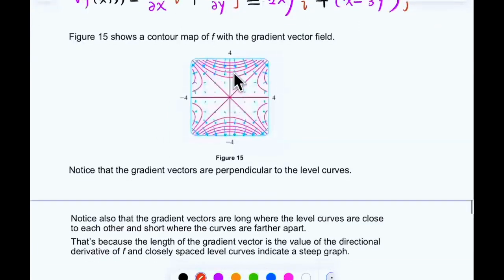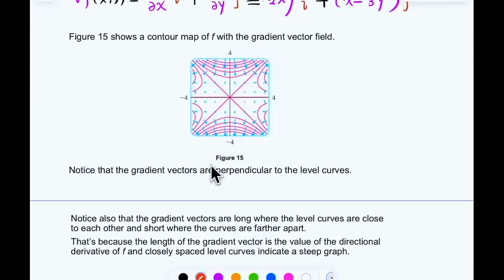What else do we want to see? The gradient vectors are long when the level curves are close to each other. You see right here, the level curves are close to each other, and then the gradient vector is long, and then short when the curves are further apart. So here and here, further apart, like this.